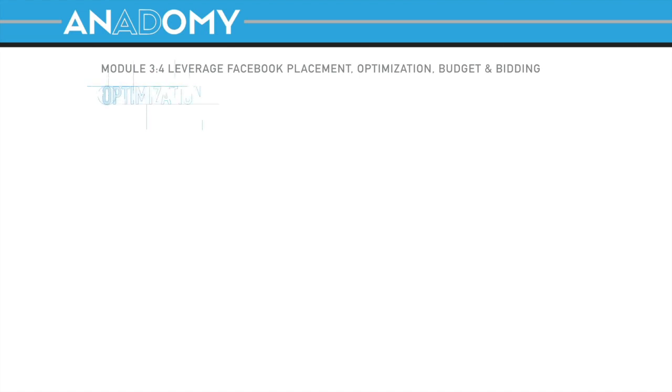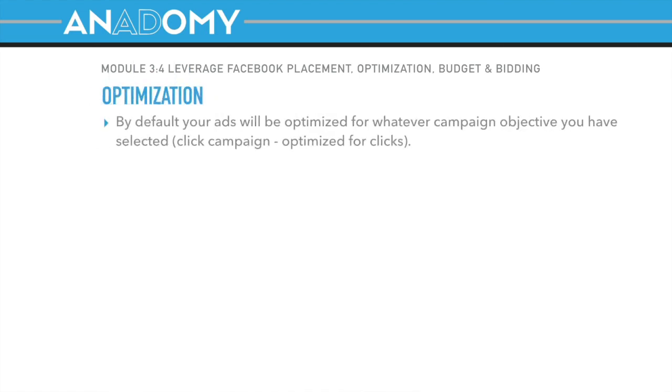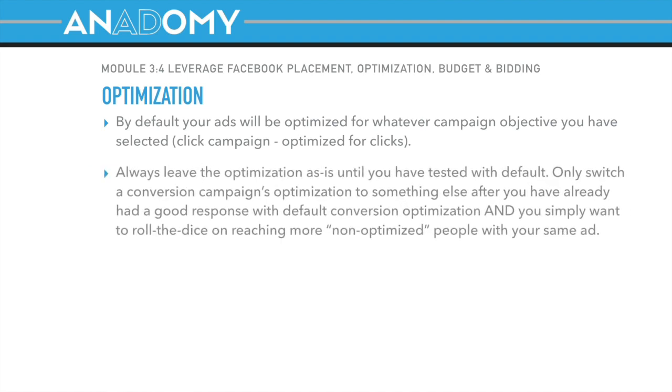The next thing we're going to talk about is optimization. Now, by default, your ads will be optimized for whatever campaign objective you've selected. For instance, if you chose a clicks campaign, you would automatically be optimized for clicks, meaning Facebook will deliver your ads to people that they feel are most likely to click. However, Facebook will give you additional optimization options to choose from. Always leave the optimization as is until you have tested with the default optimization, and only switch a conversion campaign to any other optimization type after you have had good response with the default conversion settings.